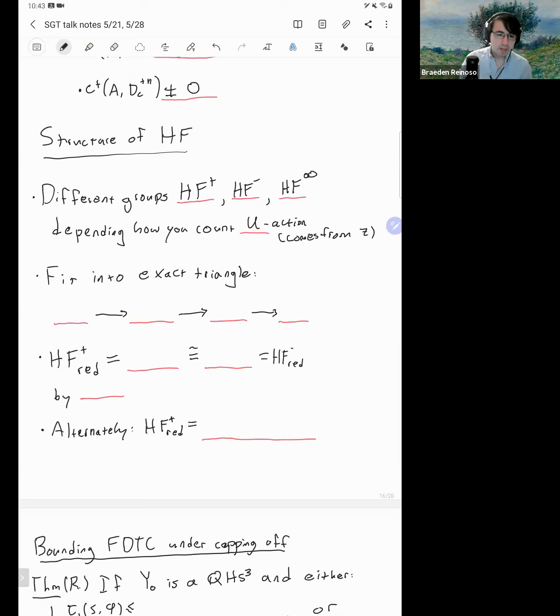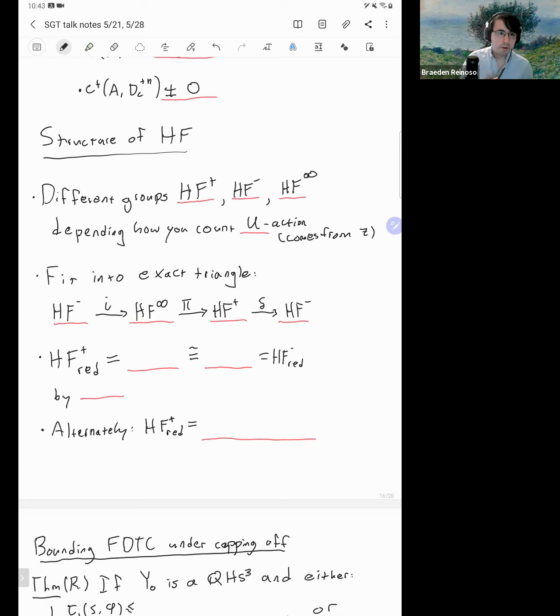And the main thing that we need is that they fit into an exact triangle of the form HF minus goes to HF infinity goes to HF plus, which goes back to HF minus. And the idea is that these maps in this exact triangle, this is some type of inclusion map, and this is some type of projection map, and this is some type of connecting homomorphism.